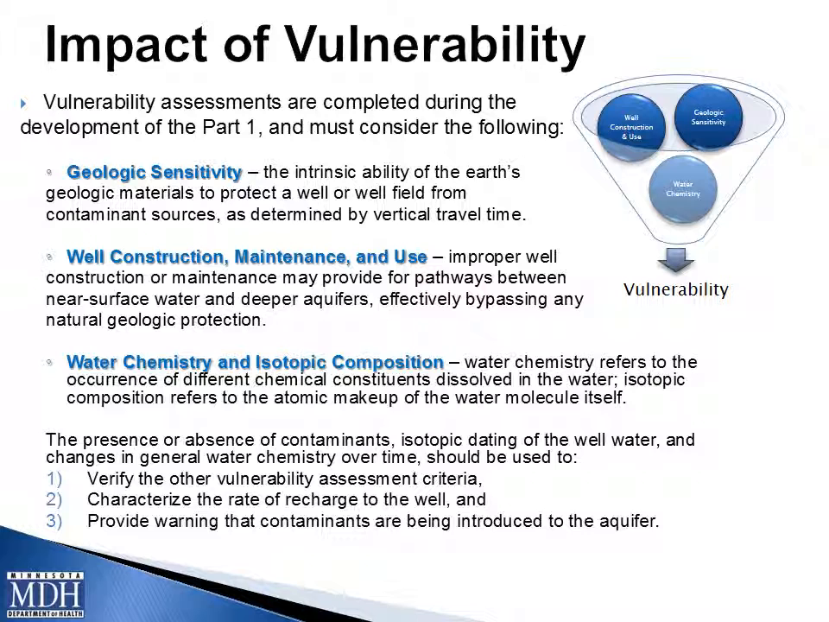Water chemistry refers to the occurrence of different chemical constituents dissolved in water, and isotopic composition refers to the atomic makeup of the water molecule itself. The presence or absence of contaminants or indicator parameters, isotopic dating of the well water, and changes in general water chemistry over time should be used to verify the other vulnerability assessment criteria, characterize the rate of recharge to the well, and to provide warning that contaminants are being introduced to the aquifer.